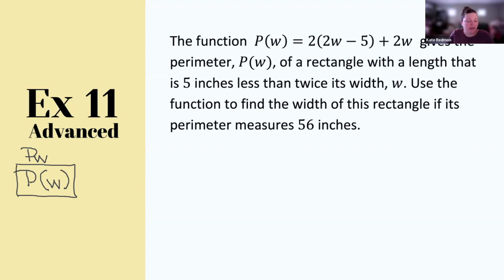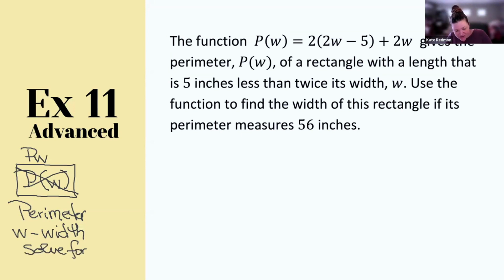So they just told us what P of W means. The whole thing together means the perimeter of a rectangle with a length that is 5 inches less than twice its width, W. Oh, they told us what the W means. The W means width. Use the function to find the width of this rectangle if its perimeter measures 56 inches. I just got excited at the end. I was overwhelmed, but then I see what it says. It says use the function to find the width. They're asking me to solve for W.